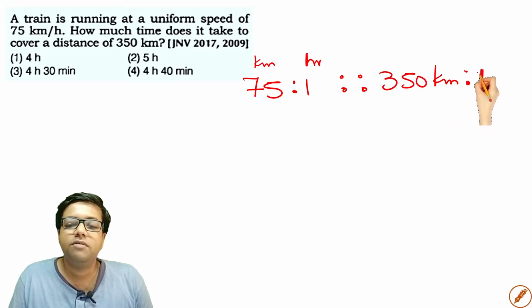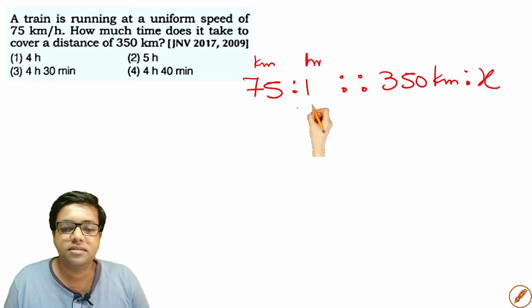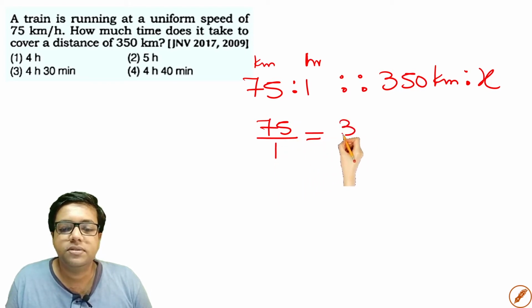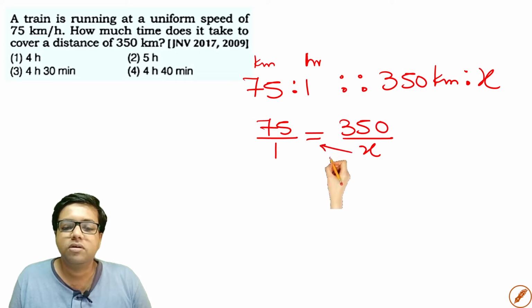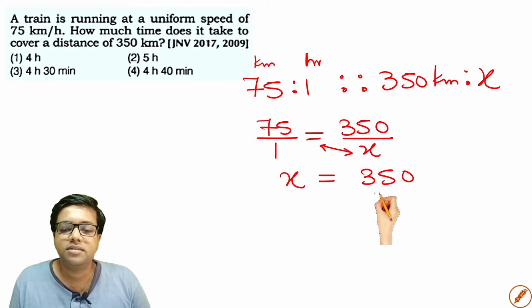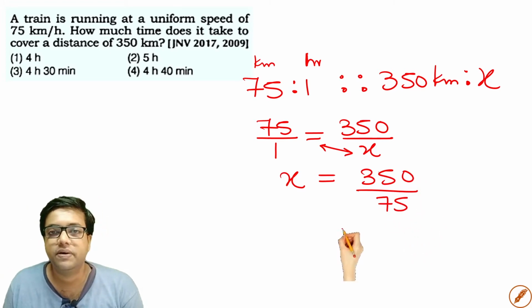So therefore, for 350 kilometers, how many hours will it take? We don't know. We will call it x. So now we will get 75 by 1 is equal to 350 by x. So we will cross multiply, and I will take down the 75 so that I will have x at the left hand side and 350 by 75 at the right hand side.